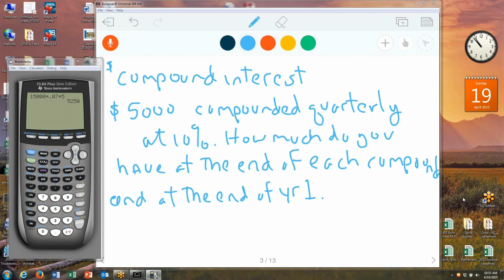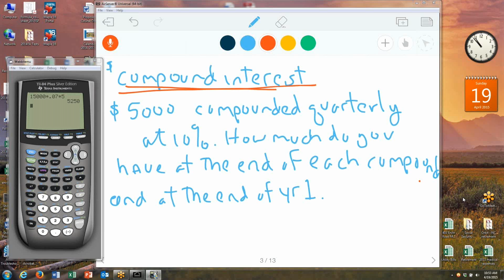Okay, let's look at an example of compound interest. So now we're talking about compound interest. Suppose, same scenario as the first example, $5,000, but it's compounded quarterly at 10%. So same interest rate, same principal amount, but compounded quarterly. Instead of waiting in our first example till the end of the year to get interest, we actually get interest 4 times a year. So every quarter, every 4 times a year, we get interest. How much do you have at the end of each quarter, and at the end of year 1?